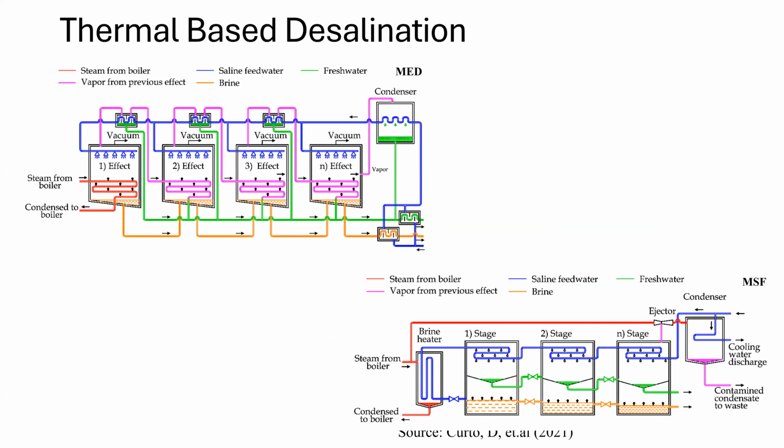So in thermal-based desalination, fresh water is basically produced via a phase change process. On the left side is the multi-effect distillation, and it is used to separate salts from water. These processes are characterized by a huge amount of energy required as heat, not as electricity, as heat. The conventional thermal desalination technologies to be discussed here are the multi-effect distillation and the multi-stage flash distillation.